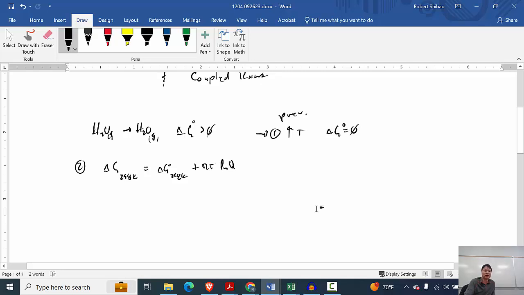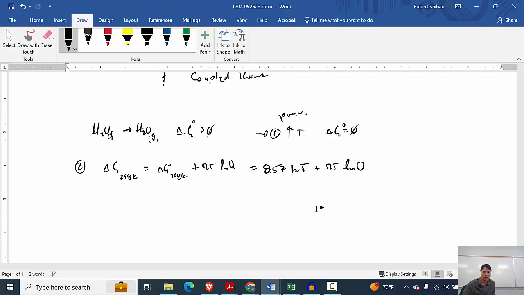Eight point five seven. So this is 8.57 kilojoules plus RT ln of Q. This is positive, so what we try to do is make ln of Q negative. If we can make this term negative here, then we might be able to cancel out this 8.57.